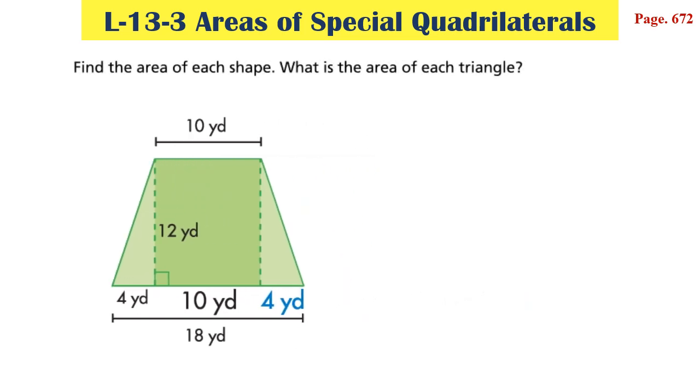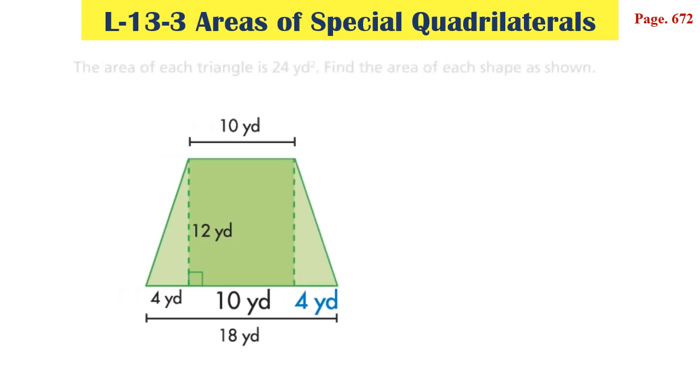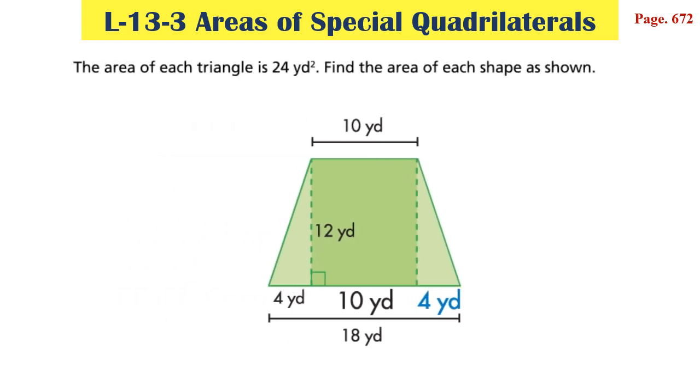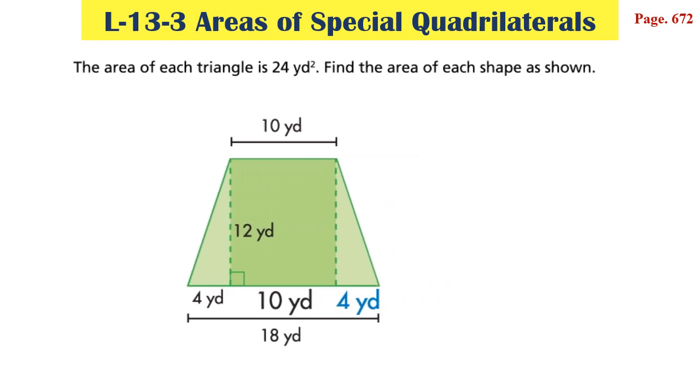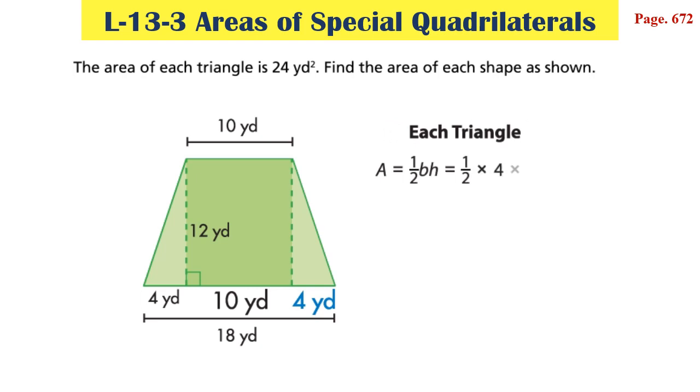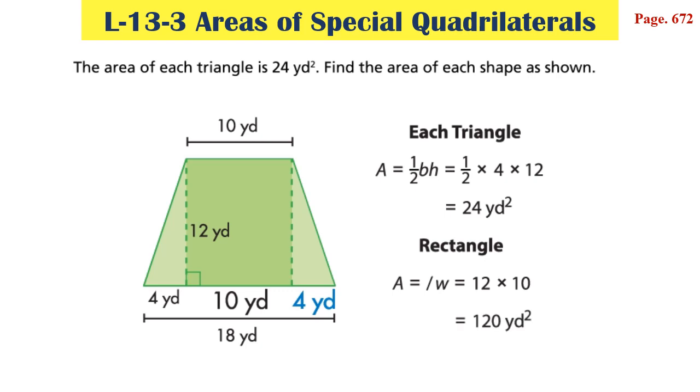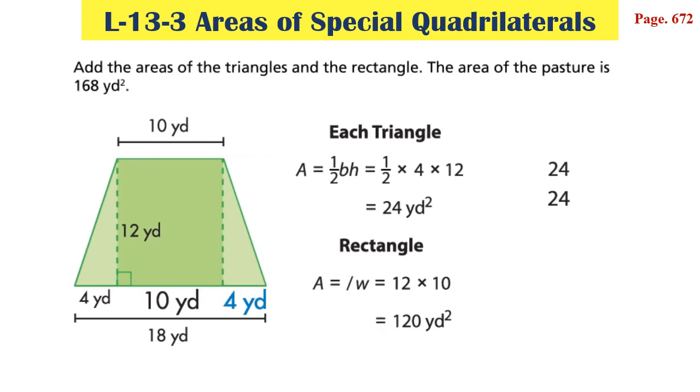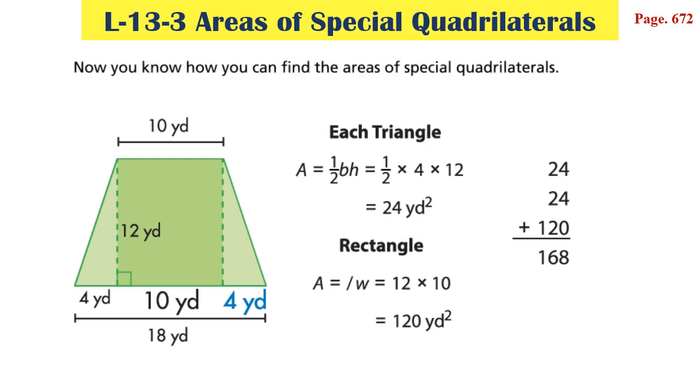Find the area of each shape. What is the area of each triangle? The area of each triangle is 24 square yards. Find the area of each shape as shown. Add the areas of the triangles and the rectangle. The area of the pasture is 168 square yards. Now you know how you can find the areas of special quadrilaterals.